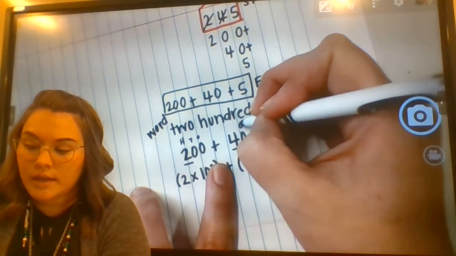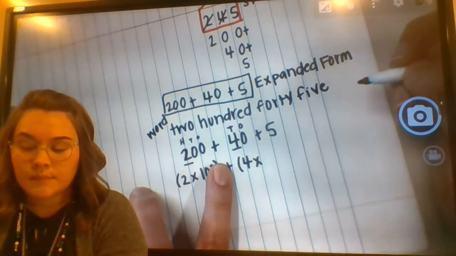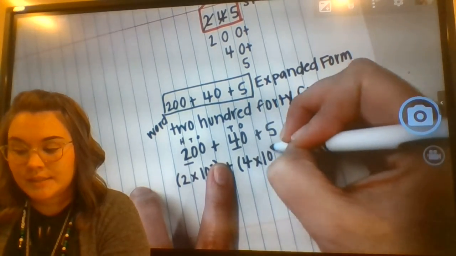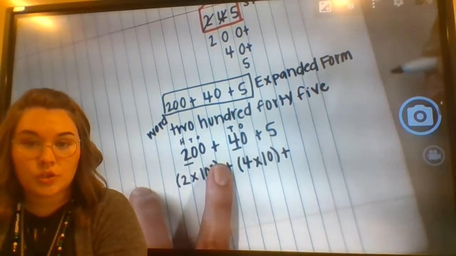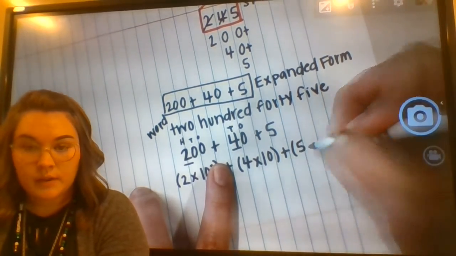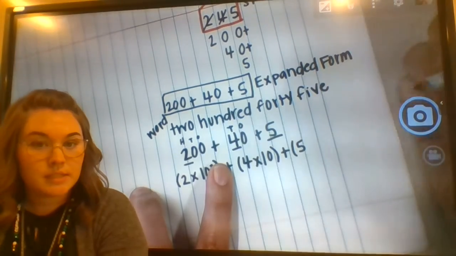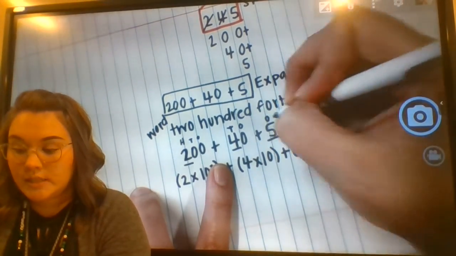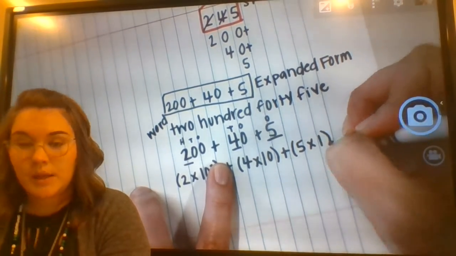We know that this is ones. We know that this is tens. You're right, it's the tens place. And I'm going to add it to, I have a 5. And what place value is this in? You're right, it's the ones. So I'm going to multiply it by 1.